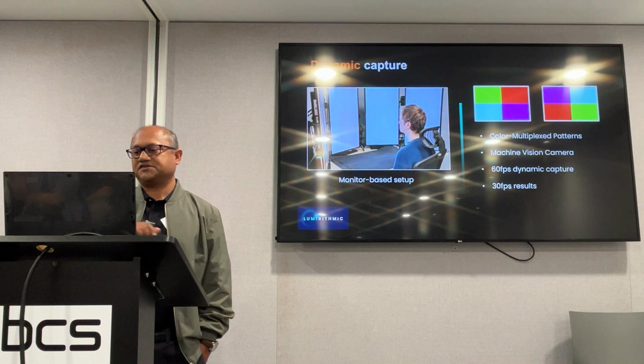And of course, the form factor is nice. It just sits on a desk. It can be any screens. So regular computer monitors also suffice for this purpose. I'm going to skip this result because I already just showed you.